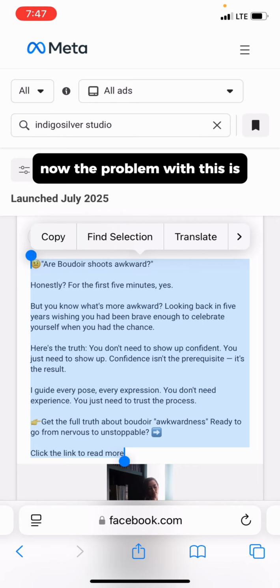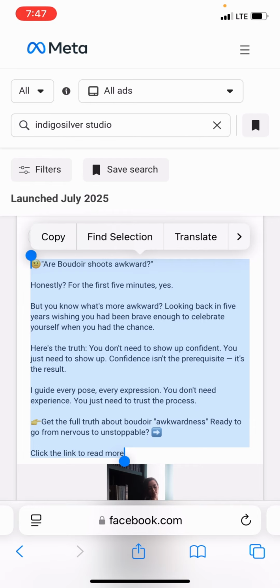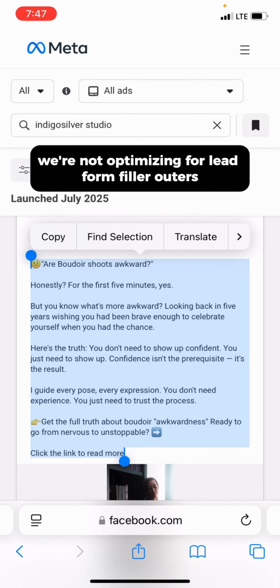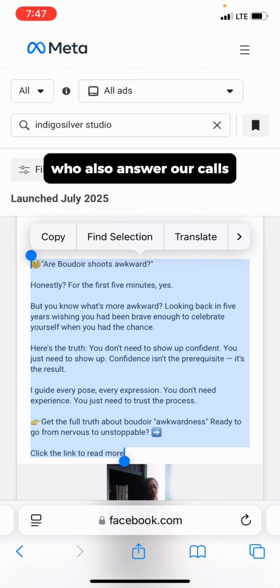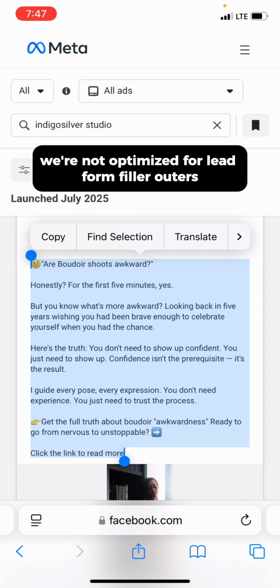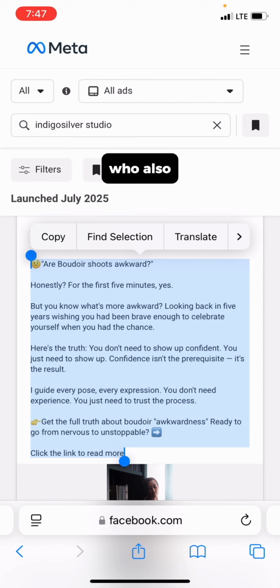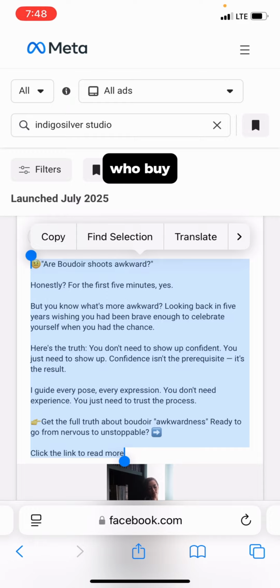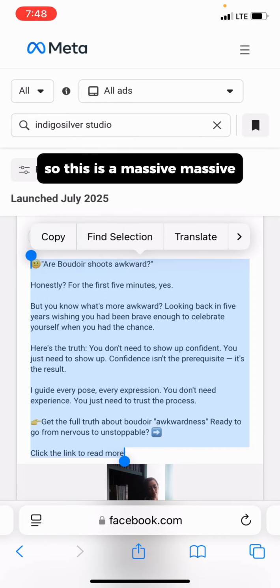Now the problem with this is we're optimizing for lead form filler outers. We're not optimizing for lead form filler outers who also answer our calls, texts, or emails. We're not optimizing for lead form filler outers who also book a call, show up to a call. We're not optimizing for lead form filler outers who buy. So this is a massive, massive, massive issue.